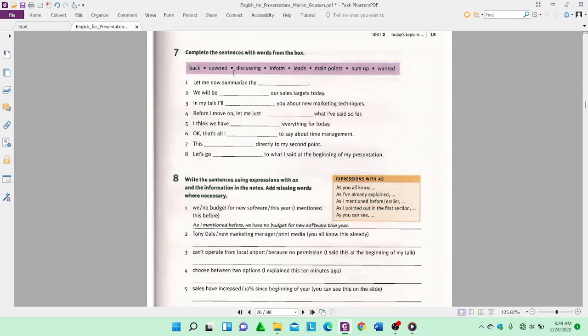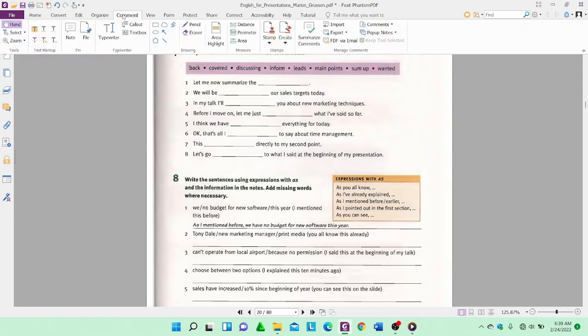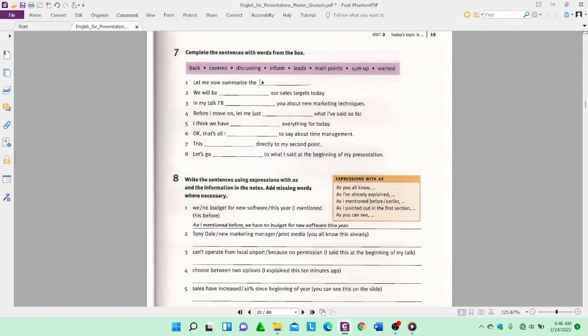Is it back, cover, discussing? I think what we need here is main points. So I'm going to put main points here. And for the second one, we will be blank our sales target today. We will be what? Back, covered, discussing, or wanted? I think discussing. We will be discussing our sales target today.